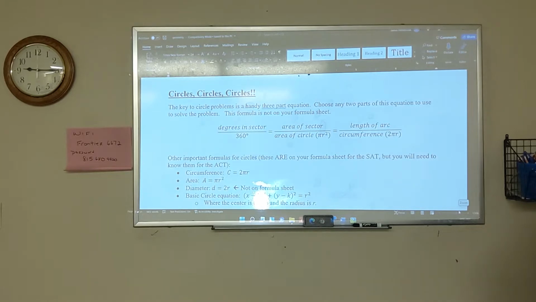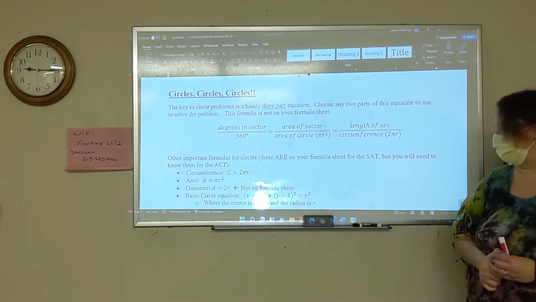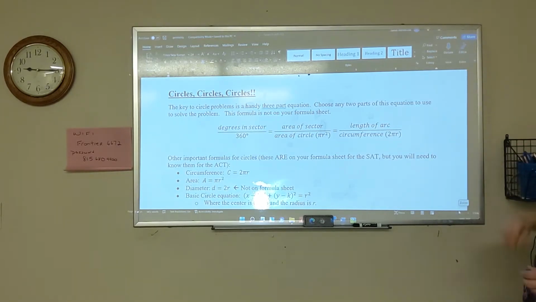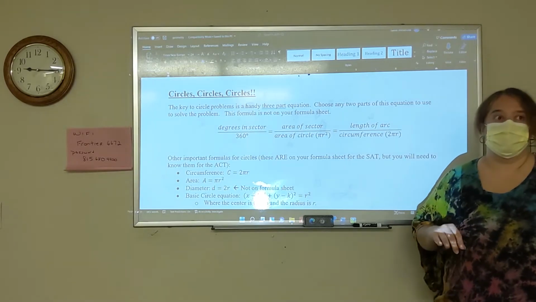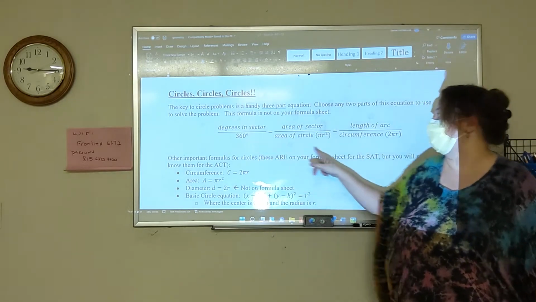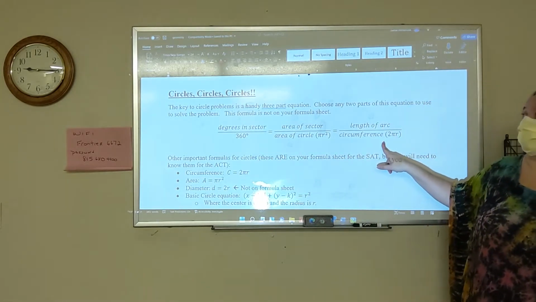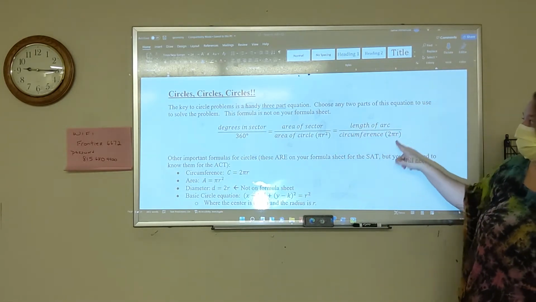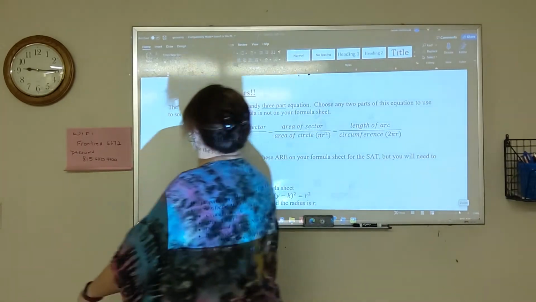So there's lots of funky equations with circles that y'all learned in school. The good news is, for the most part, you're not going to need to know them. The equation you do need to know that you didn't learn in school is this three-parter right here. Every single piece of this is what we call a part over whole.